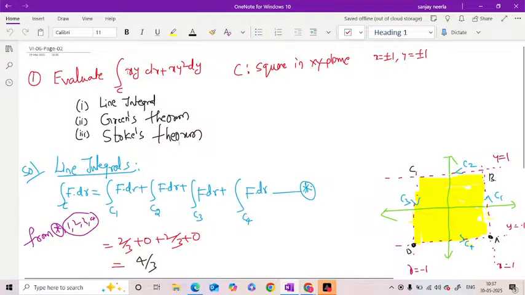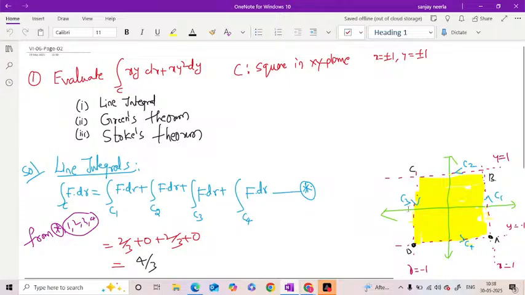So the first one is to evaluate the single integral. The curve here is a square region. This problem we can do by using the line integral, as well as by using Green's theorem, as well as by using Stokes theorem. Suppose it is a line integral, so this is the square.